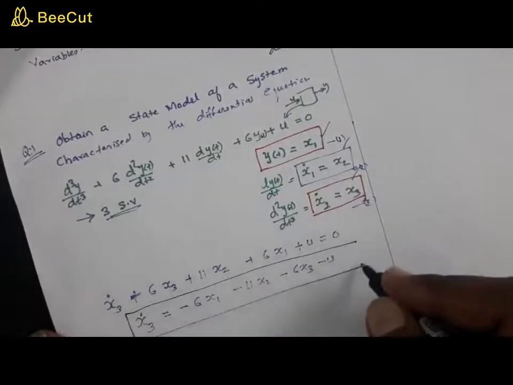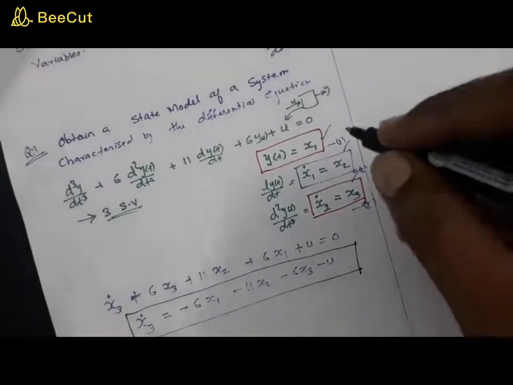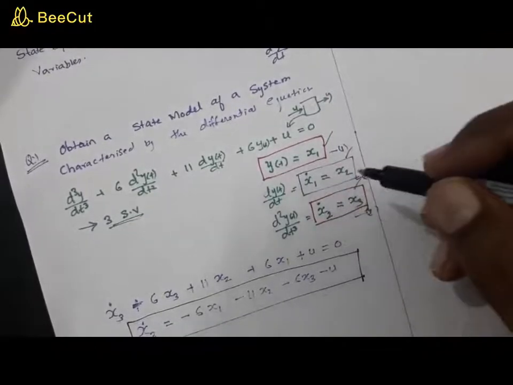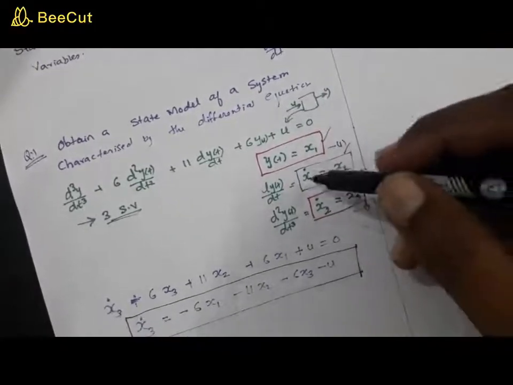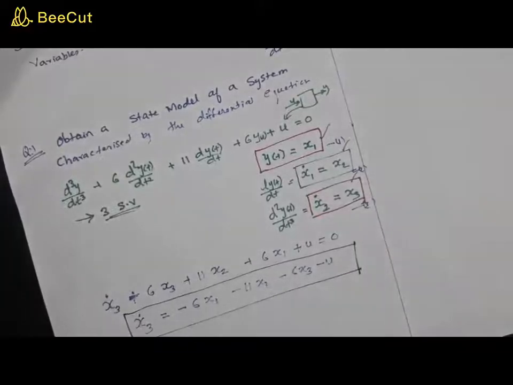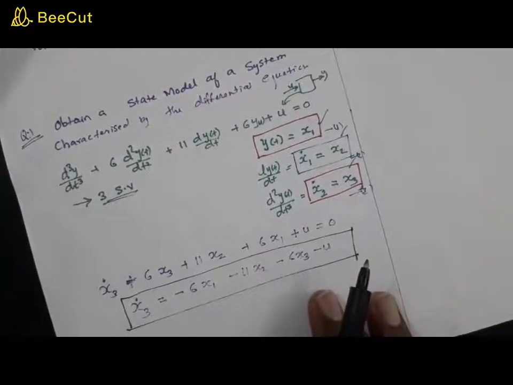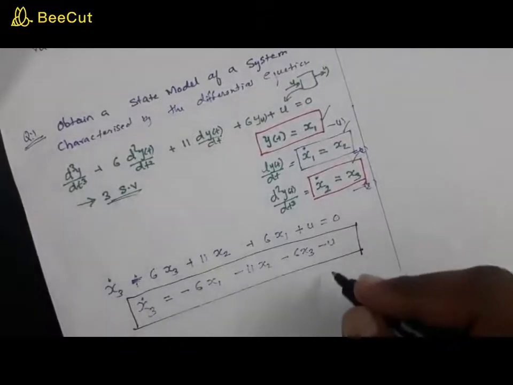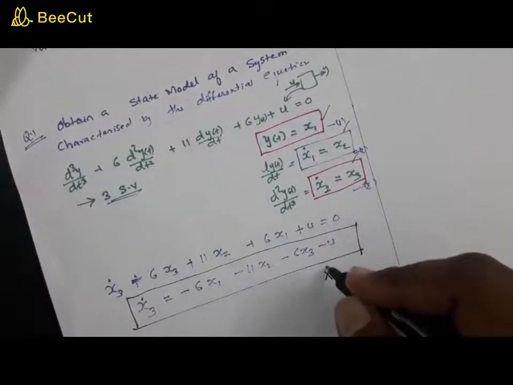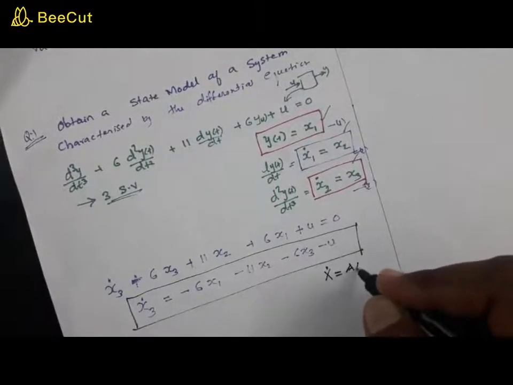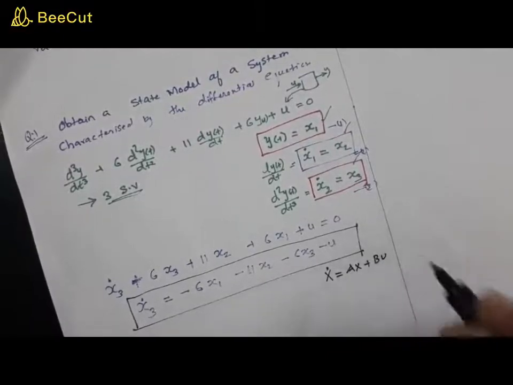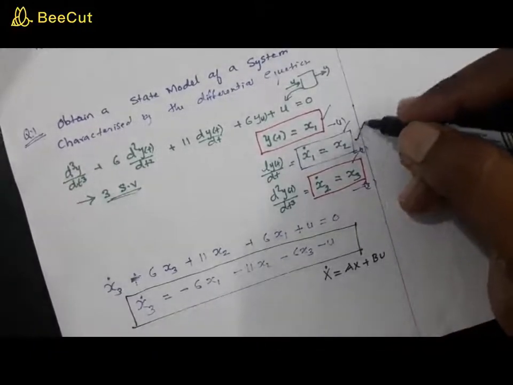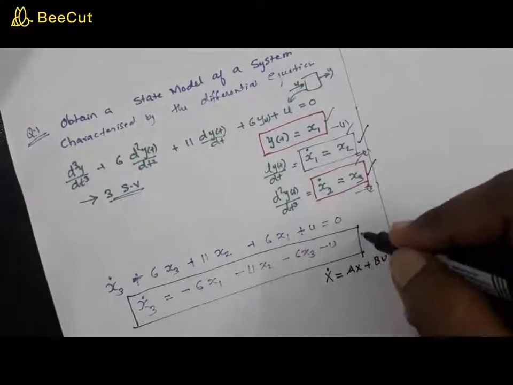Now what is meant by state equation? State equation is the equation of the first derivative of the state variables, right? That is x1 dot, x2 dot, and x3 dot. We have all these things. State equation is of the form x dot is equal to A into x plus B into u. Now how many x dot equations did we get? x1 dot, x2 dot, and x3 dot.